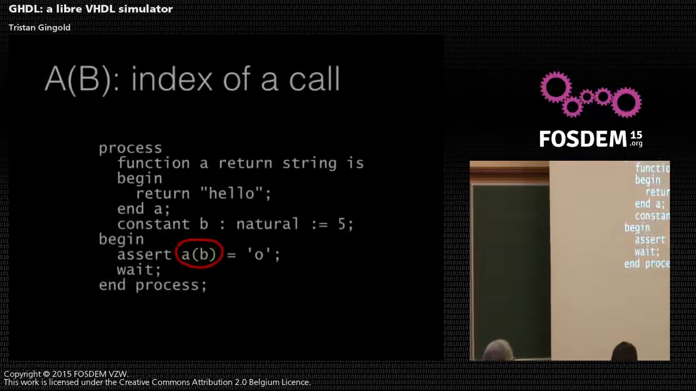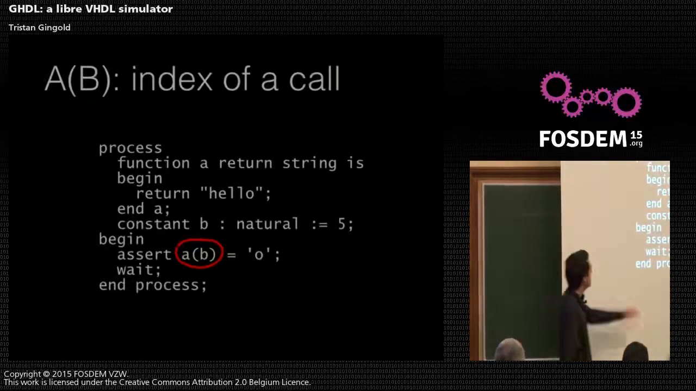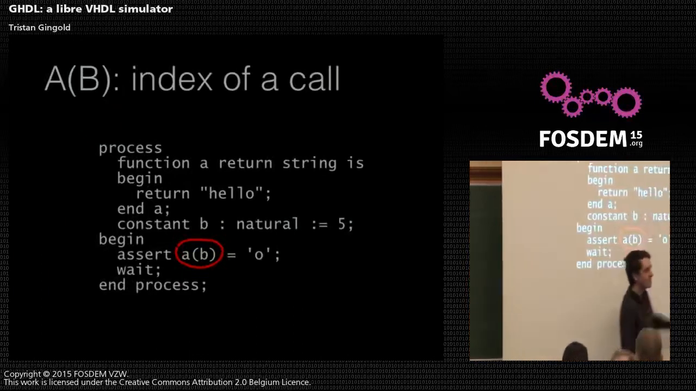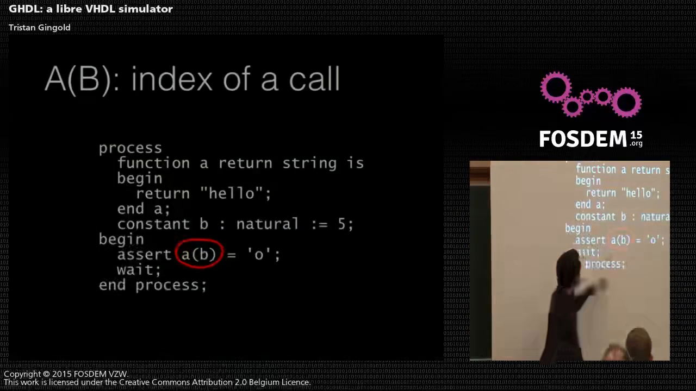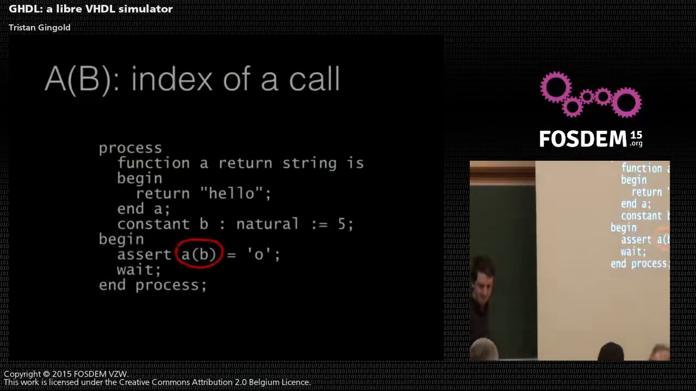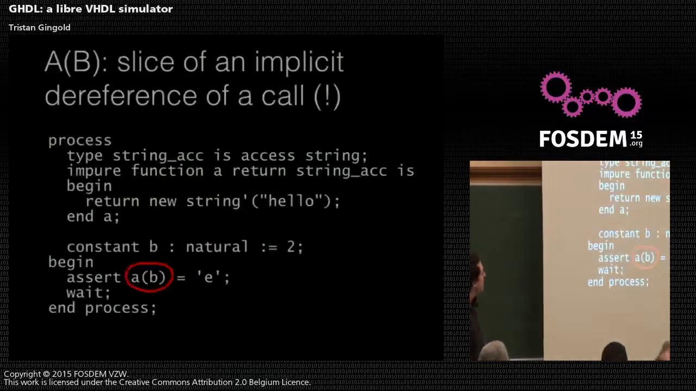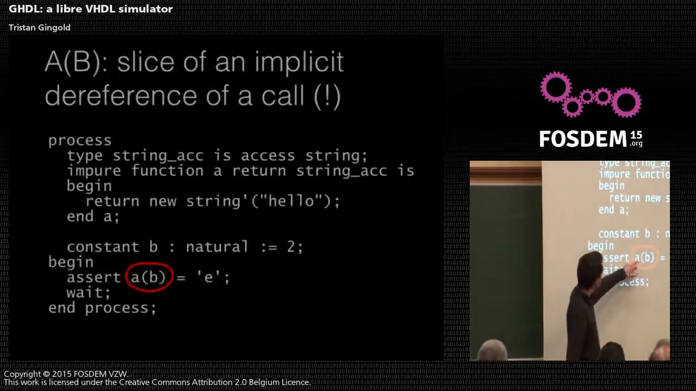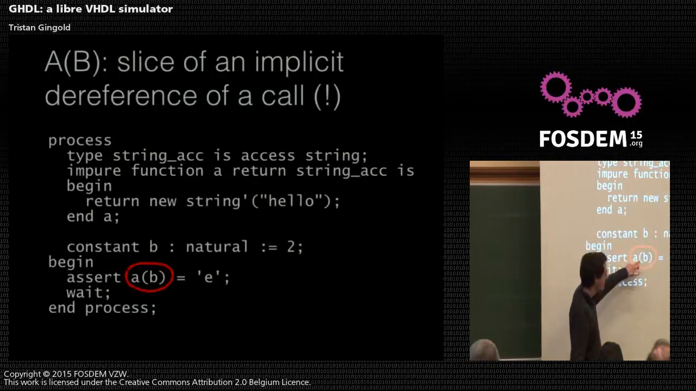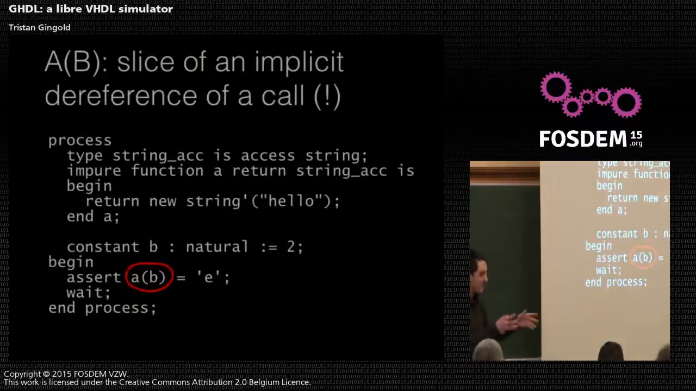It could also be an index of the result of a function call. So here A is a function that returns a string, and a string is an array, so you can select an element, so you can write that, it works. It can also be a slice of an implicit dereference of a call. Like previously, A is a function that returns an access to a string, there is an implicit dereference of the access, and you select a slice of the string, so a sub-array of the string. So that's what makes the semantic analysis a little bit complex.